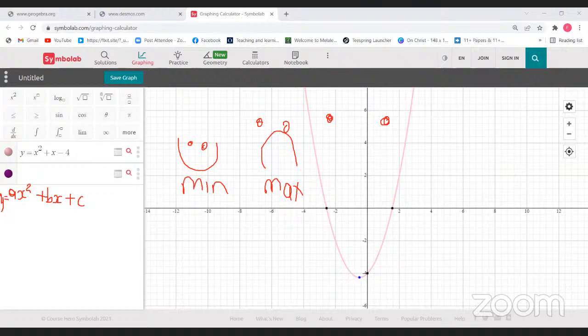You don't remember seeing this general form before? No. This is bad.